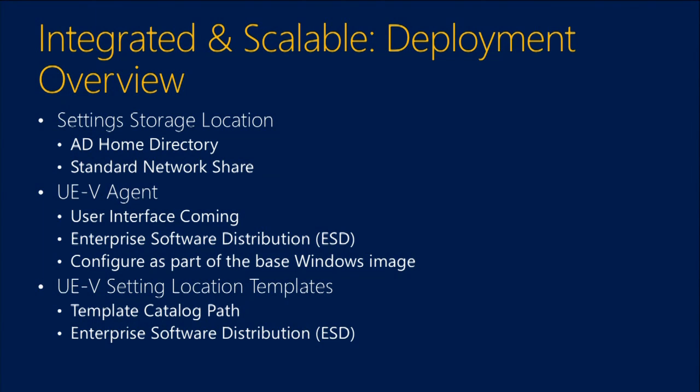So, in addition to a standard network share for your actual settings storage, obviously there's going to need to be a template catalog path. You can choose to have the catalog path locally, or you can leverage a shared template catalog path. The nice thing about all of this information is we can allow you to use AD to control all of these individual settings because we provide ADMX templates in the distribution of UEV, so you can immediately import these and take advantage of group policy to roll out your UEV configuration.